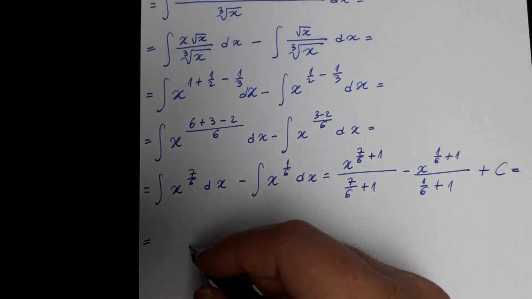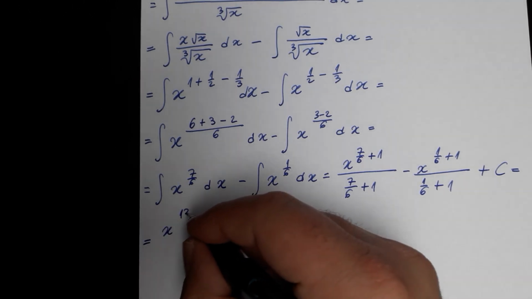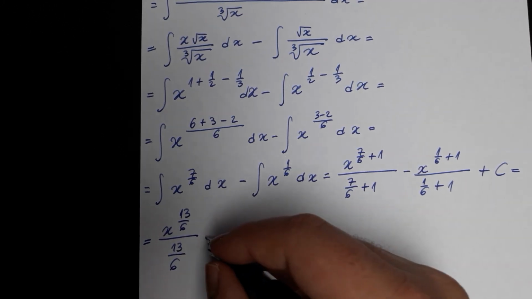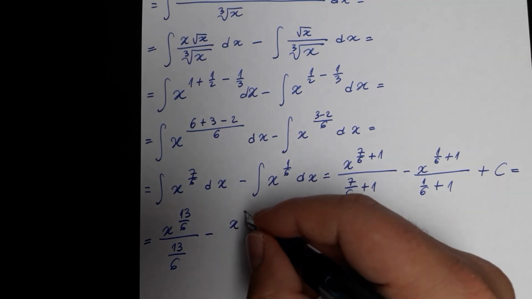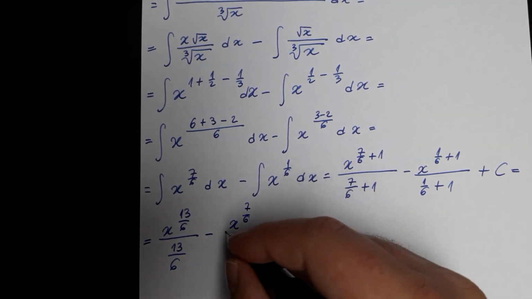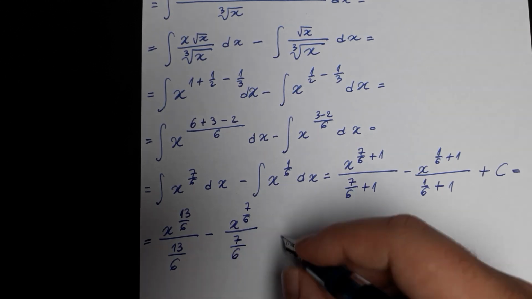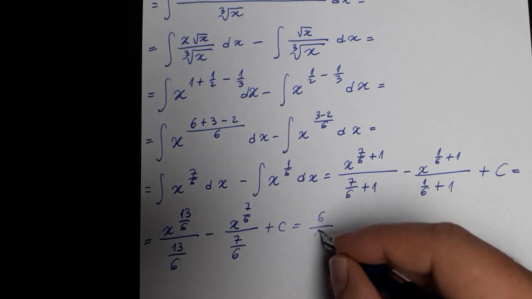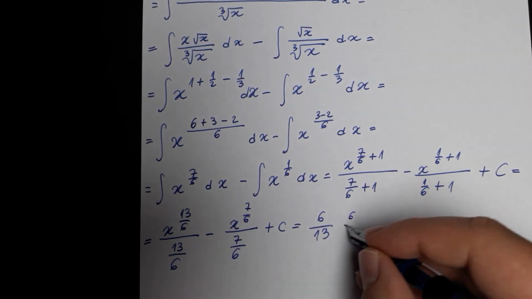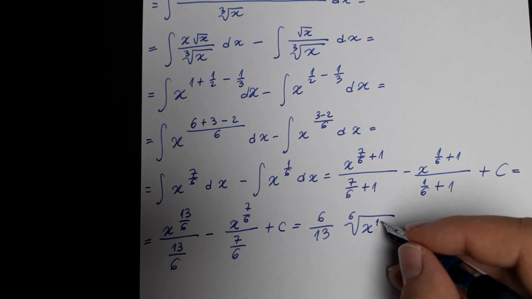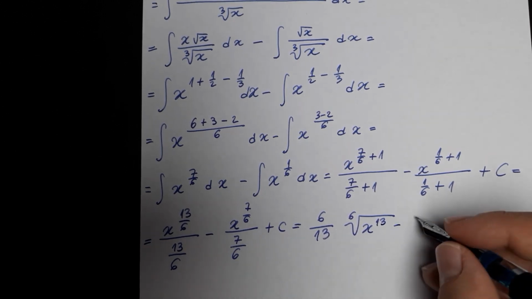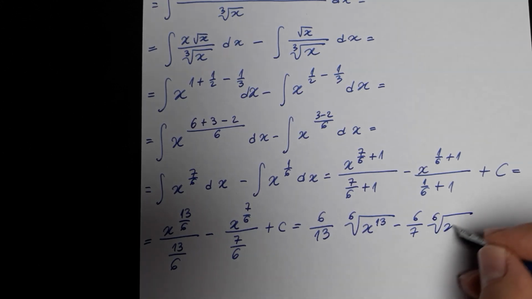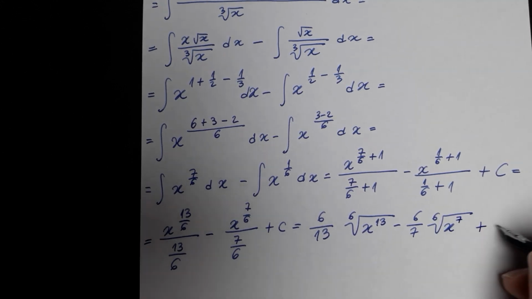This is then equal to x to the power 13 divided by 6, divided by 13 over 6, minus x to the power 7 divided by 6, over 7 over 6, plus c, which is equal to 6 divided by 13, the 6th root of x to the power of 13, minus 6 divided by 7, the 6th root of x to the power 7, plus c.